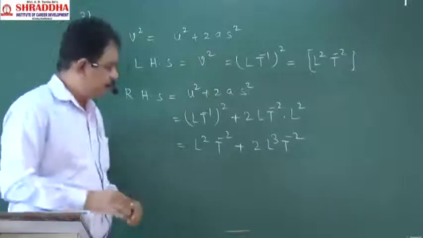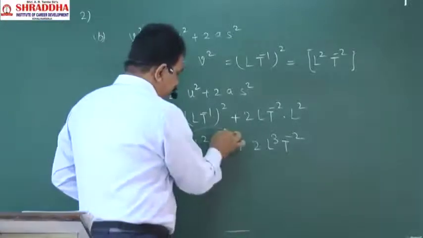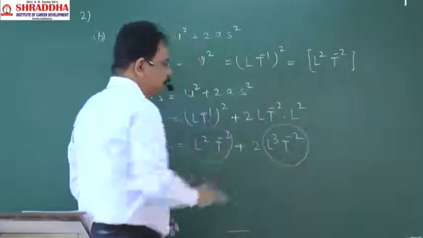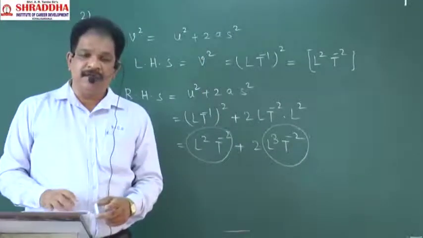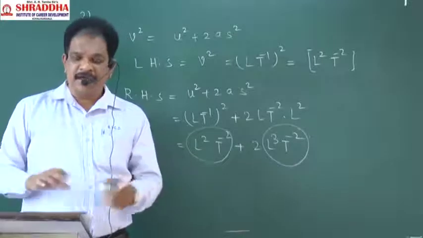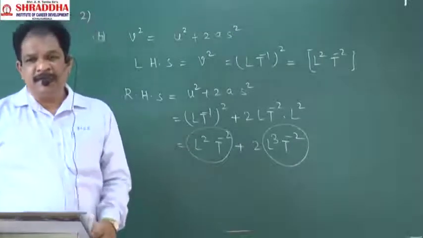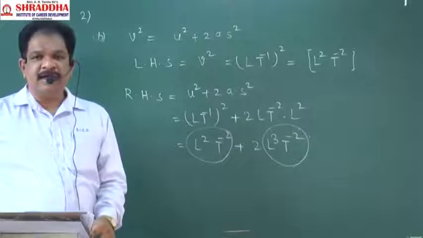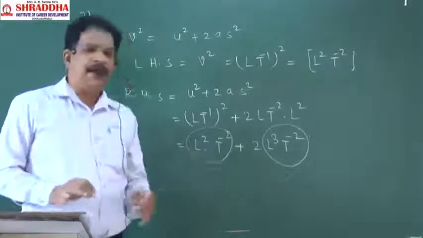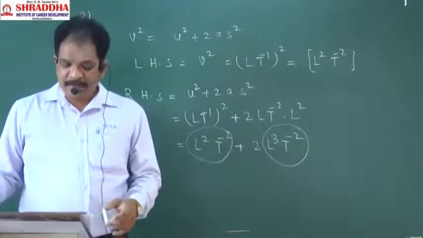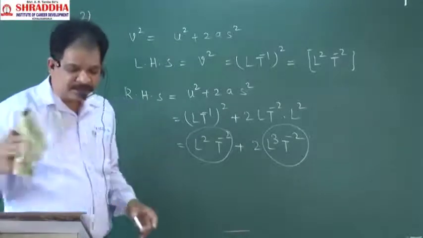Why wrong? Because we cannot add these. Why we cannot add? Those are not having the same dimensions. Since they are not having the same dimensions, we cannot add them. Clear?